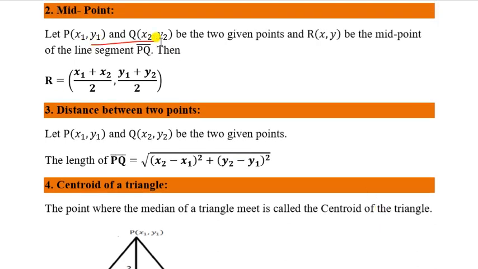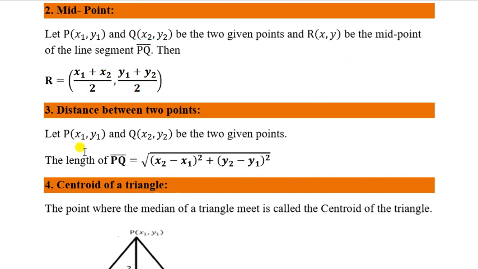P and Q are again two points, and we are considering here R is the midpoint of PQ. Suppose this is a line segment and exactly this is the midpoint, and the coordinate of this midpoint we are considering as R. So what will be the result? Here P is (x1, y1) and here it is Q (x2, y2). The coordinate of the midpoint is x1 plus x2 by 2, comma y1 plus y2 by 2. With this formula you can find out the midpoint of any two points.